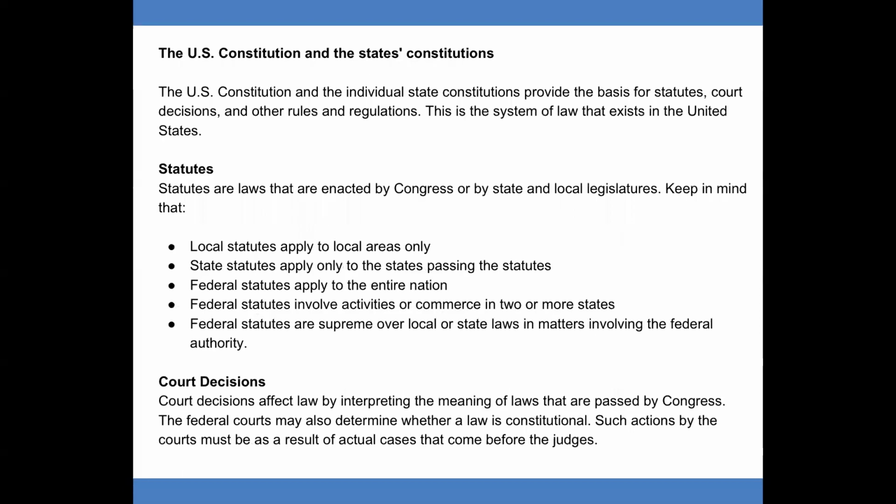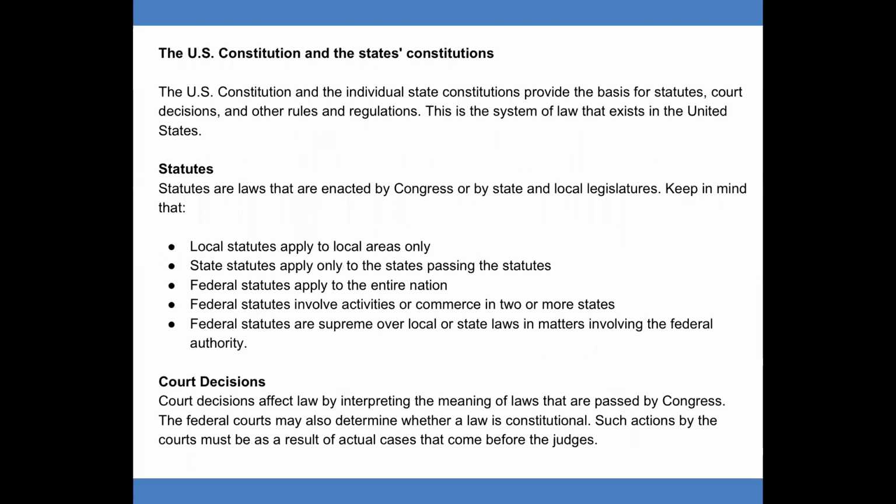The U.S. Constitution and the states' constitutions. The U.S. Constitution and the individual state constitutions provide the basis for statutes, court decisions, and other rules and regulations. This is a system of law that exists in the United States.